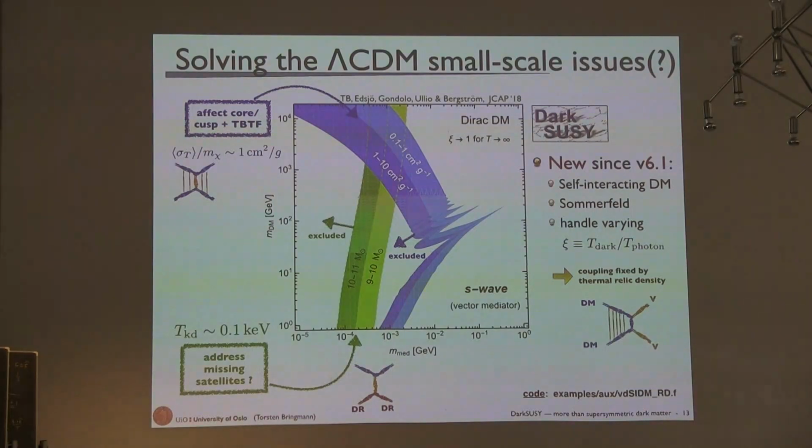the small-scale problems, in particular the cusp versus core problem and what is known as the too big to fail problem. And then in this kind of model, you can say that if we actually believe this kind of reasoning, then there's an intersection of these two bands. So there's a region in parameter space where you can solve all small-scale problems. And the nice thing is that it's a complete dark sector model, so there are no couplings to the visible sector, but you can use cosmology to actually constrain and potentially even measure the particle physics parameters.